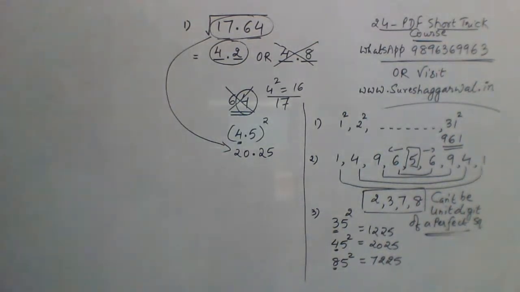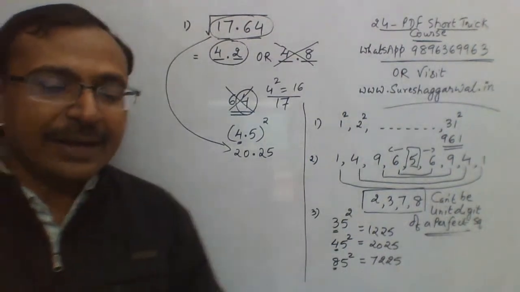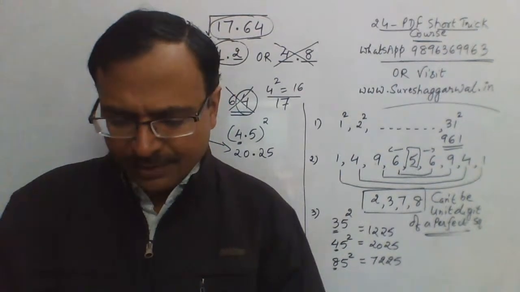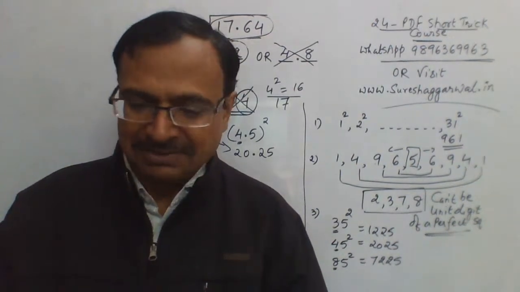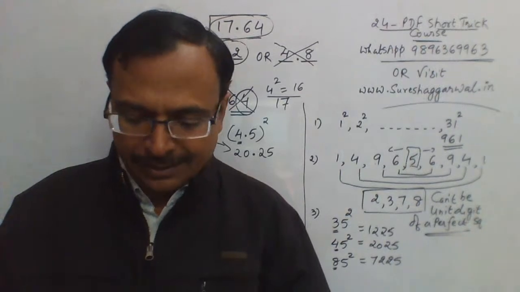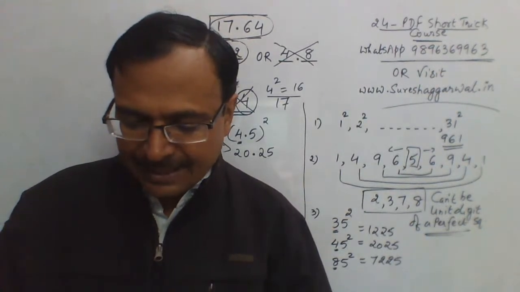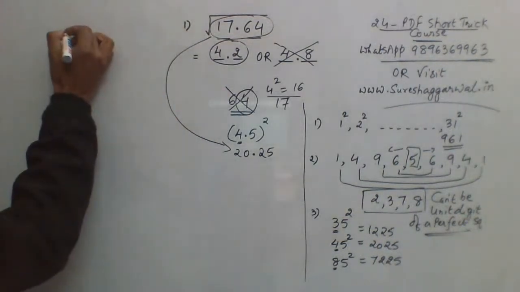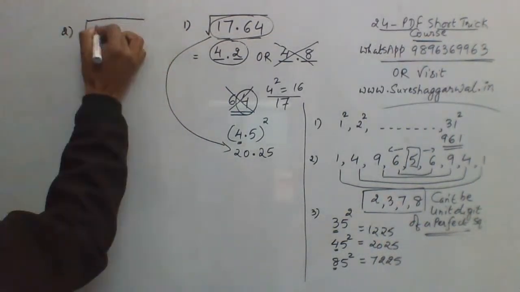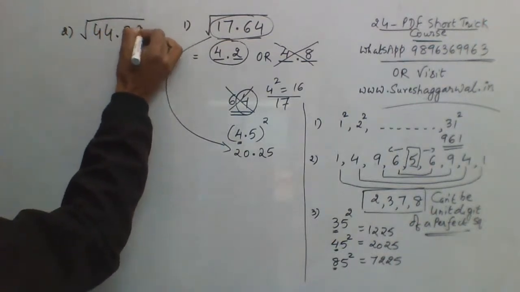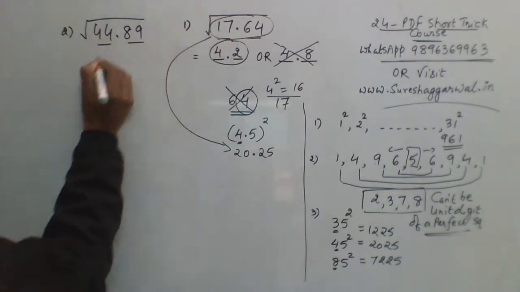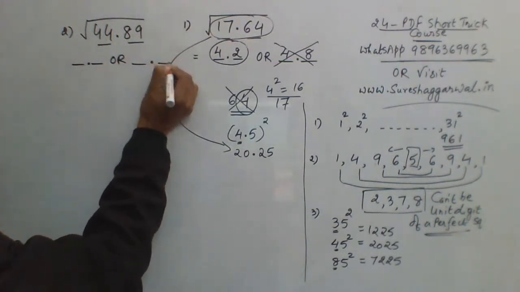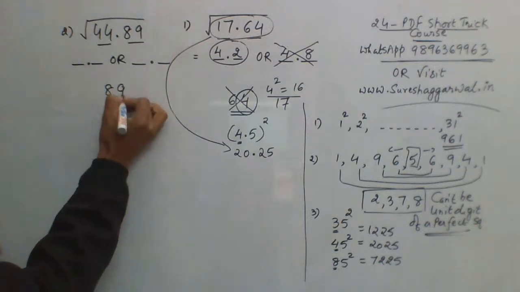I'll give you a relatively easier one, because this was a very easy. This one is not going to be that easy also, but again, you need to be sharp in understanding the concept first. Let's see the square root of 44.89. Now I'll be quick. See, one pair, two pair. So my answer will be this dot this. Now 89 ends with 9.